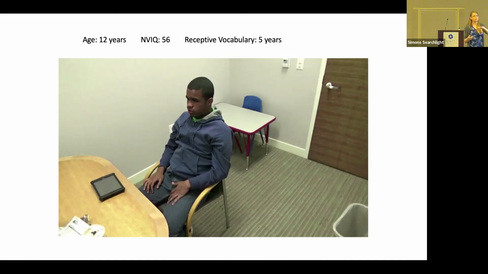We couldn't measure it. It was below an age equivalent of 2 years. And now, 5 years later, his receptive vocabulary has grown by about 3 years, which is amazing progress. He can now show us that he understands quite a lot of things.